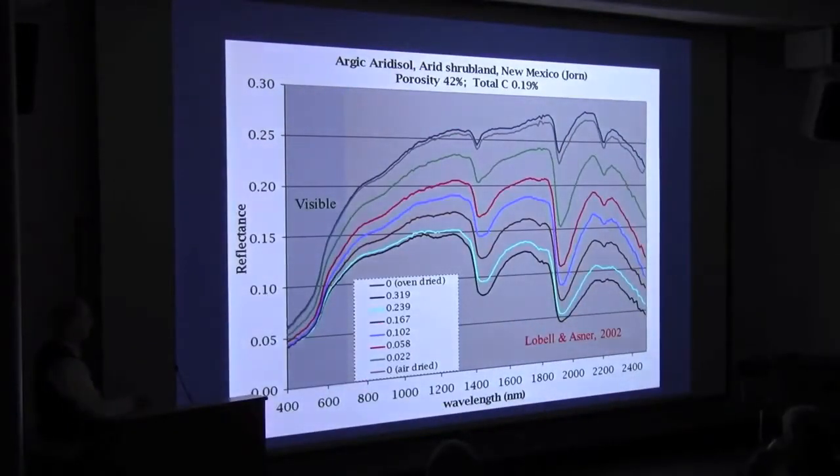Some things to point out. The black line is the saturated soil. The gray line is air dry, the blue line is oven dried soil. Okay. So first of all, soil gets darker as you get it wet. Now, this grayed out area is the visible. So this is what we're seeing. And yeah, it gets darker.